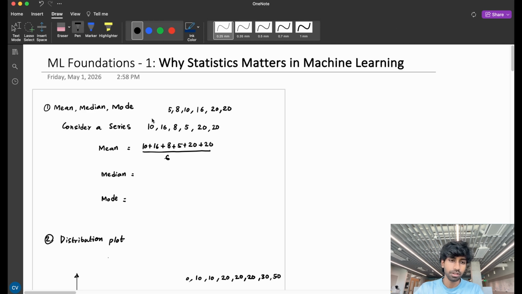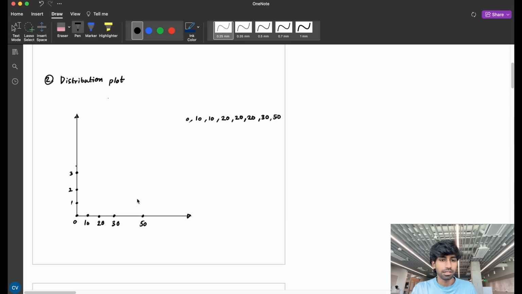So this is the series after sorting, writing it in ascending order, and we find the midpoint of the series. As the series now has an even number of elements, we take an average of these two elements. So median is the mid value after sorting. And mode is simply the most repetitive number in the series, which is 20 here, so mode is simply 20. So this is how we calculate these basic statistics, and we have learned all this in school and our fundamentals as well. Now let's look at the distribution plot.